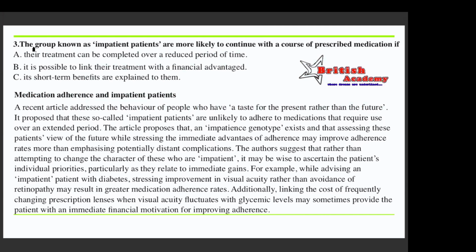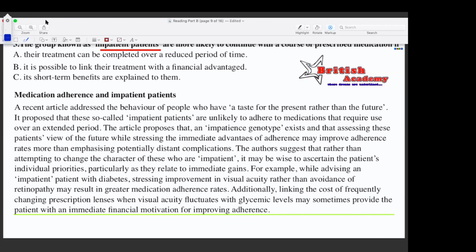If you read the question, the group known as impatient patients. Impatient patients are those who don't have patience, they want the results quick, they want things done quick, they don't want to wait for anyone. Impatient patients are more likely to continue with a course of prescribed medications if, now here there is a modal verb, if this particular thing happens, which means a particular benefit is given to a patient, these people can continue the course of prescribed medication. This is something you have to be very careful about. Now let's go to the side.